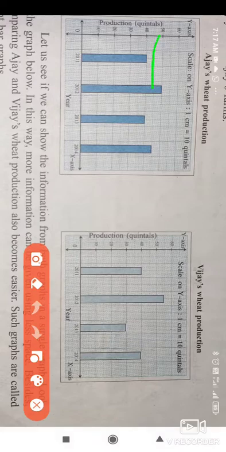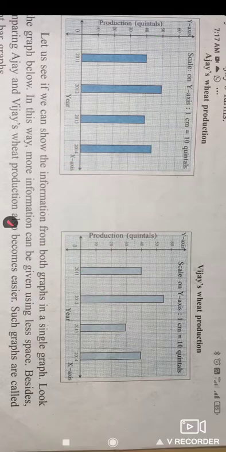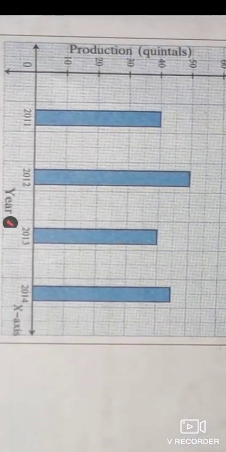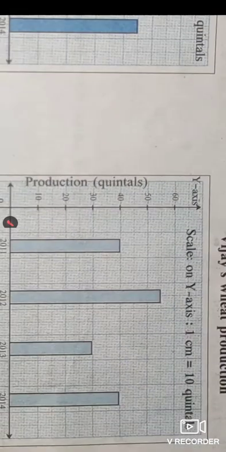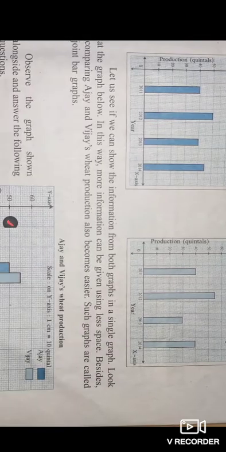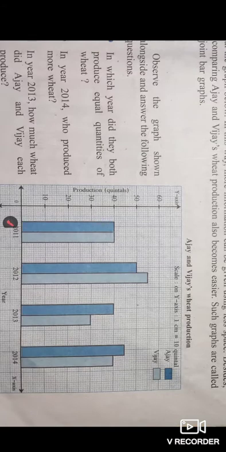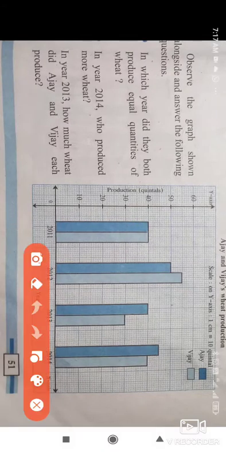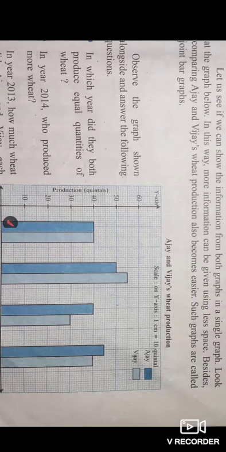So, if we want to compare the wheat production of Ajay and Vijay with two graphs, we have to take more effort. Every time we have to observe bar graph 1, then bar graph 2. So to solve this matter, what happens? We are using a joint bar graph. So this bar graph is called a joint bar graph.